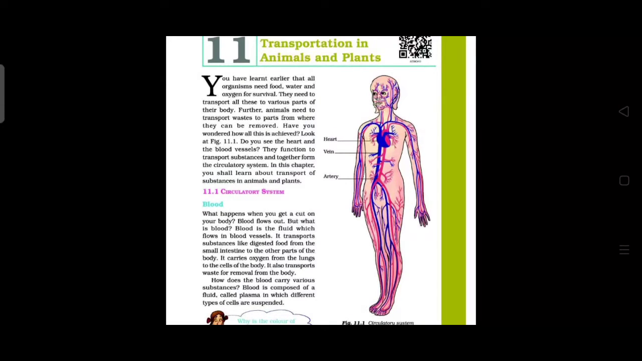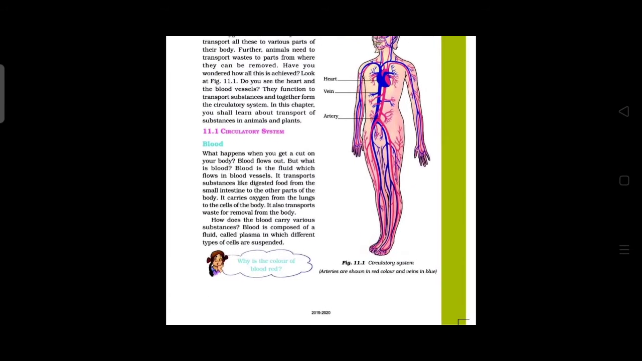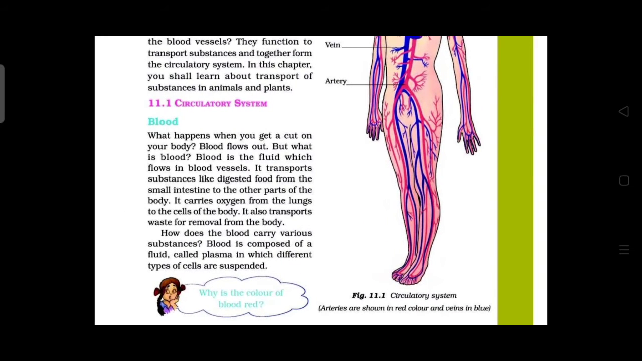There are three components of the circulatory system. What are they? First one is blood, then blood vessels, then the heart. First we are going to study blood.